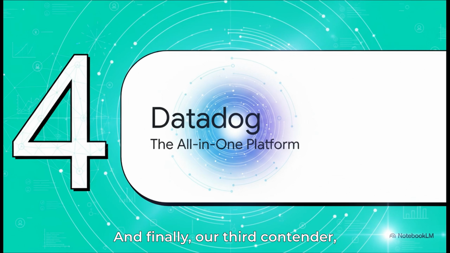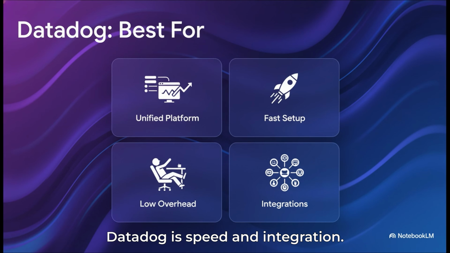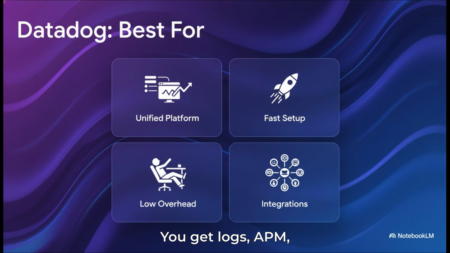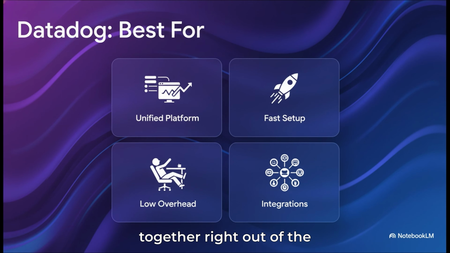And finally, our third contender, Datadog. This one takes a completely different path. It's not trying to just be a log tool. It's aiming to be your one-stop shop, a fully managed, all-in-one observability platform. The biggest selling point for Datadog is speed and integration. You get logs, APM, infrastructure metrics, you name it, all in one place. And it all works together right out of the box.